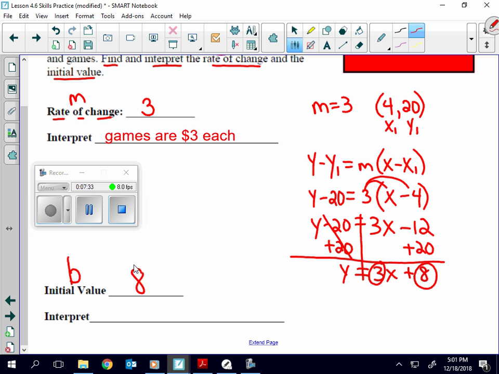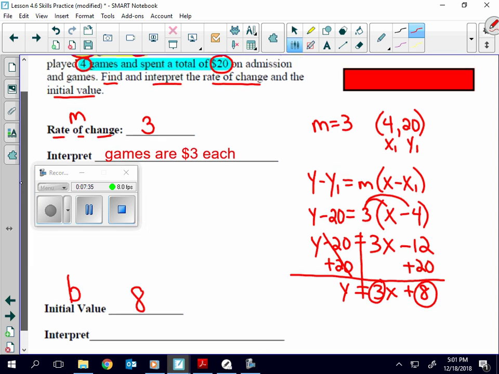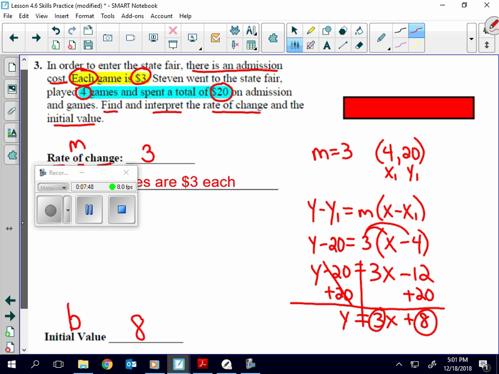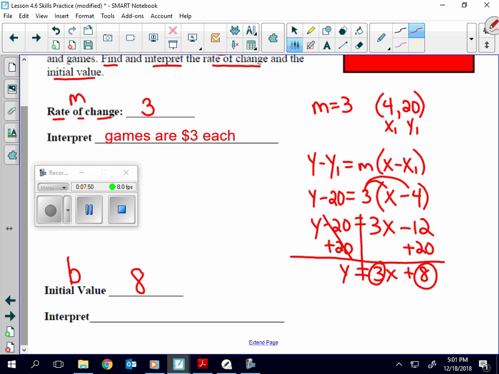And what does that mean? What happens in the beginning on this one? Going to a state fair, playing some games. Well, the beginning cost is their admission cost, the beginning fee. So the admission cost is $8.